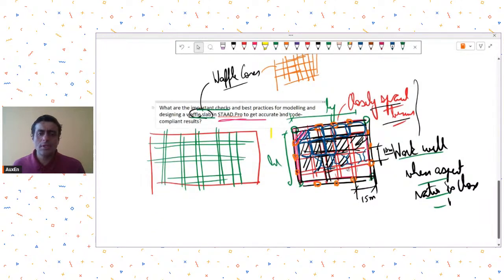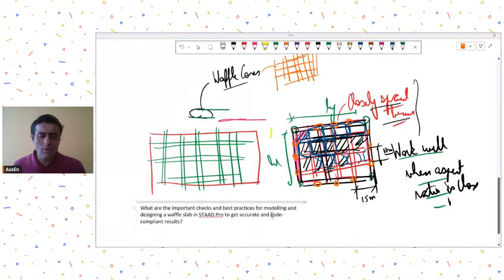I think this should be a good starting point for you. And I'm not sure what you mean by code compliant results. What is meant by code compliant results? I don't think the code gives you much about waffle slabs and their design provisions. Does IS 456 give you guidelines about waffle slabs? I'm not sure. Okay, so these were my thoughts.